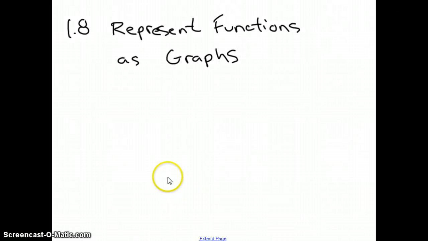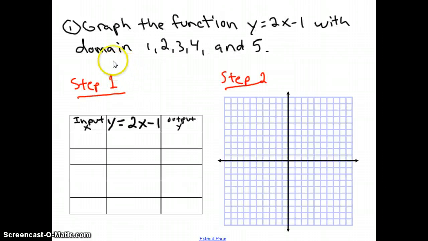All right, this is the eighth and final section in Chapter 1, and it deals with representing functions as graphs. In this first example, it says graph the function y equals 2x minus 1 with the domain 1, 2, 3, 4, and 5.